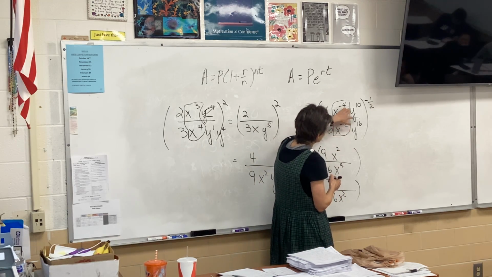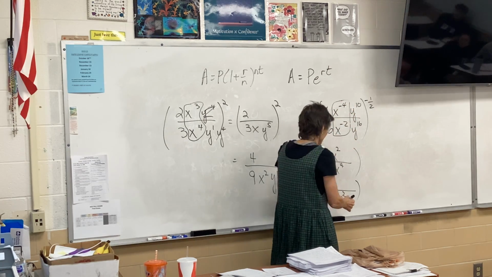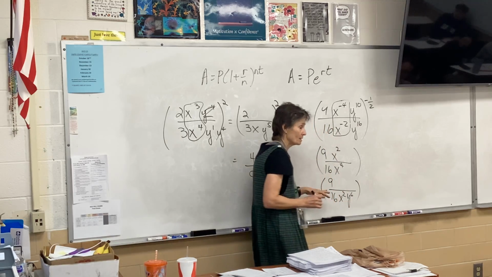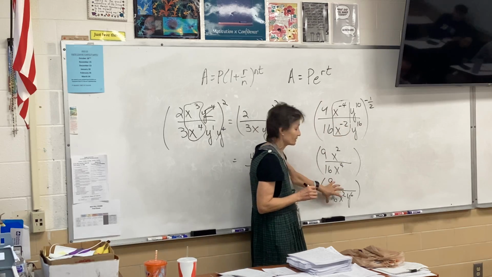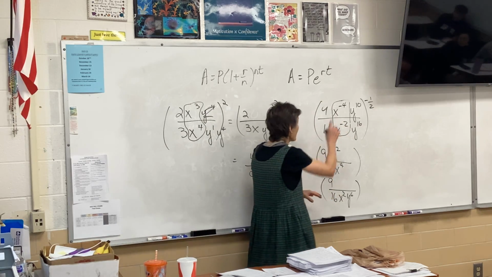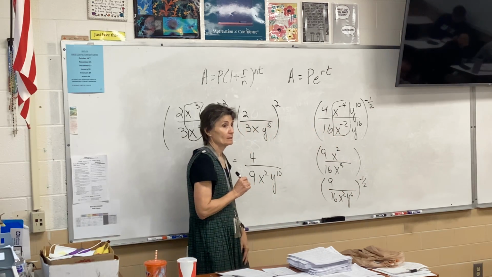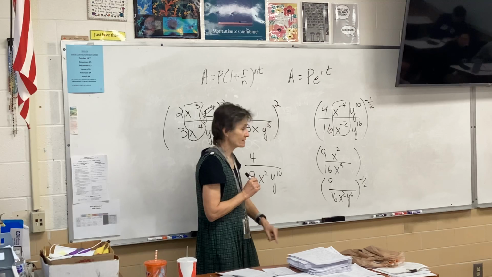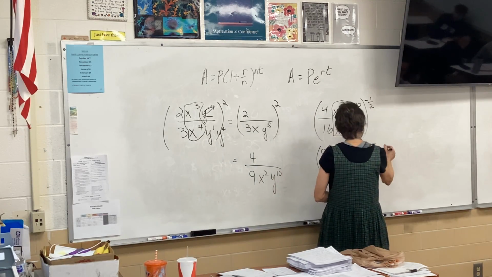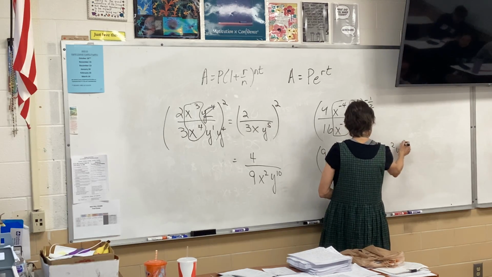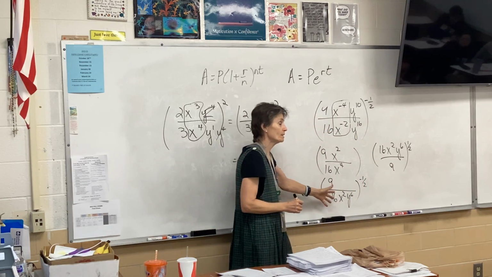And then what about my y's? I've got 10 on the top and 16 on the bottom. So 6 on the bottom. Would everybody agree that that stuff is simplified? So now I have this to the negative 1/2. All right, one step at a time. What does that negative do? Turns the fraction. So I'm gonna have 16x squared y6 over 9. Everybody okay with that? Flip the fraction because of the negative.